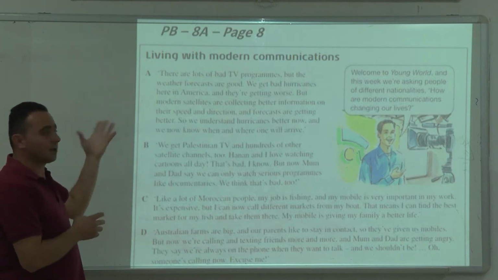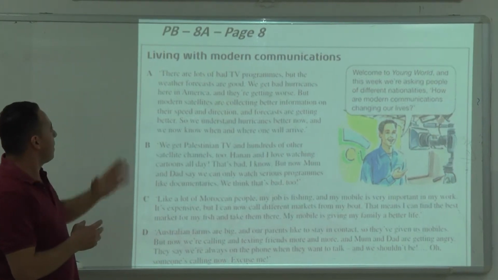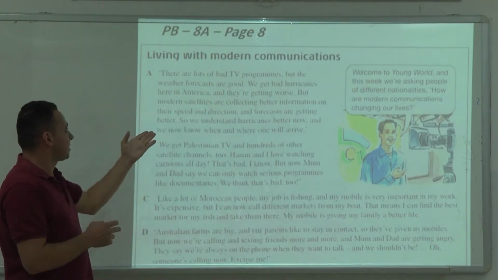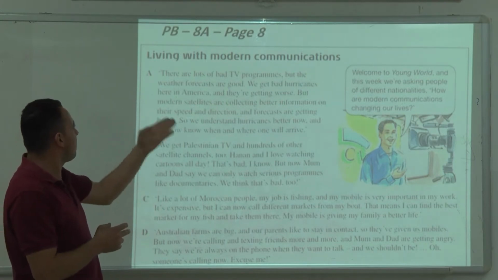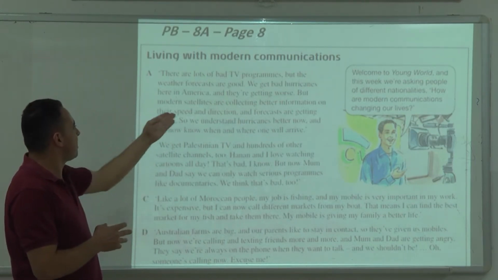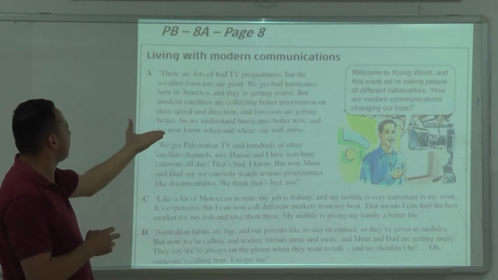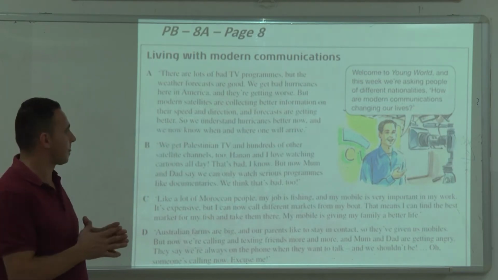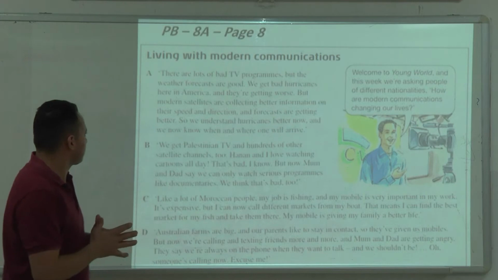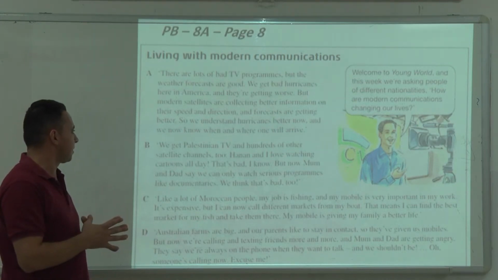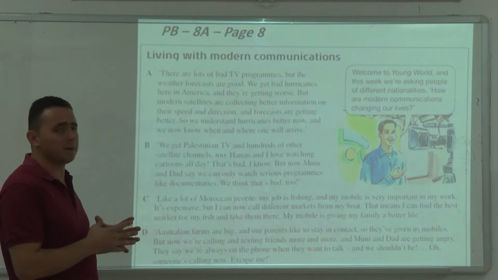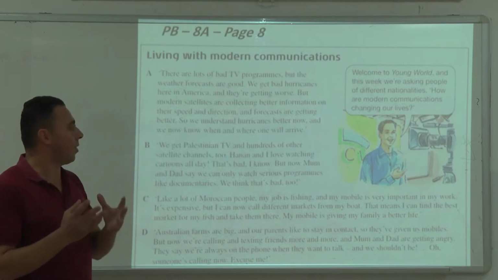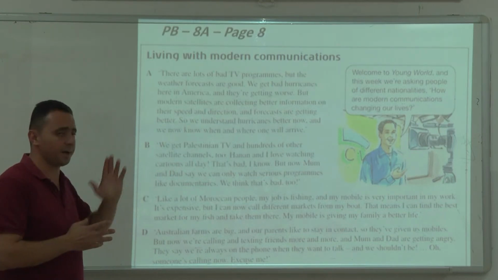Okay, I will start reading. There are lots of bad TV programs, but the weather forecasts are good. We get bad hurricanes here in America, and they are getting worse. But modern satellites are collecting better information on their speed and direction. And forecasts are getting better. So we understand hurricanes better now. And we now know when and where one will arrive. This is the first paragraph.